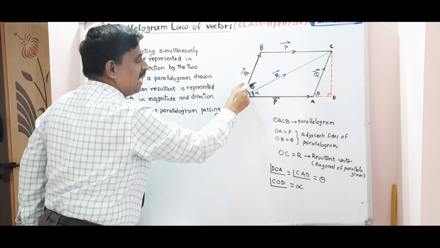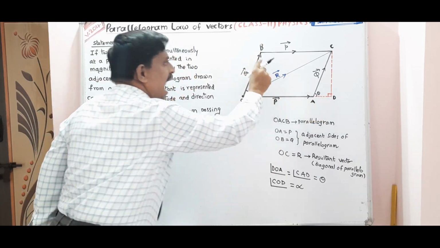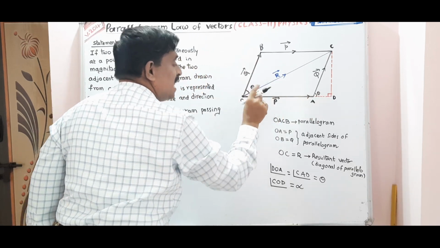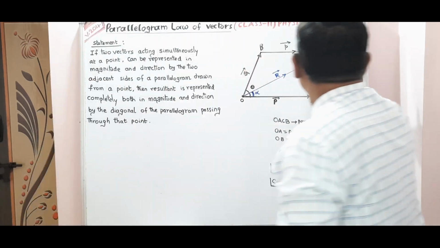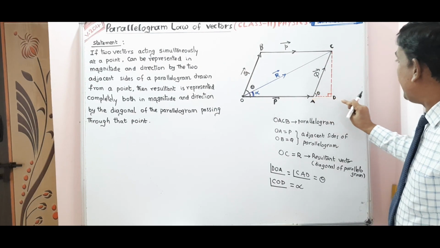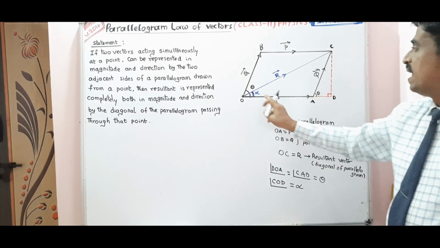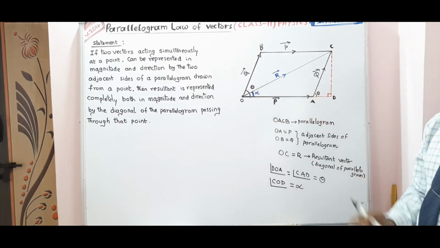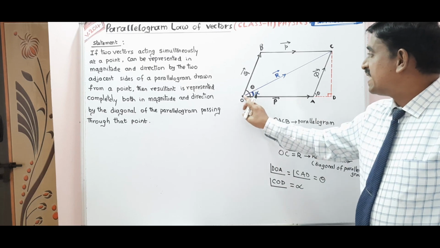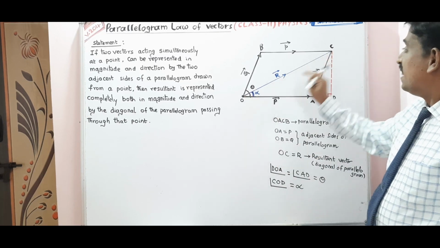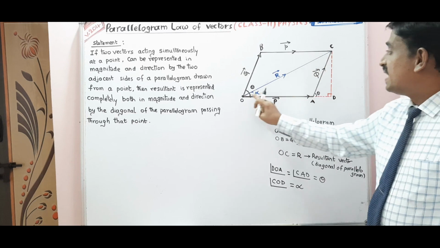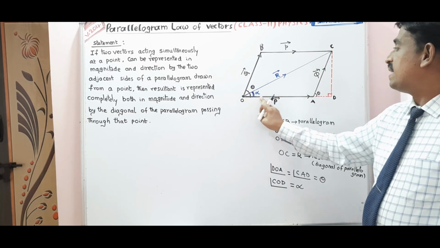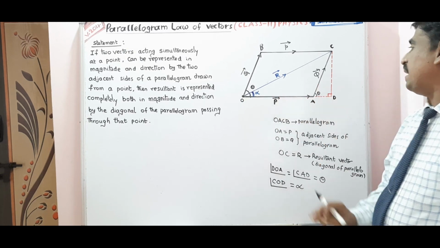Angle BOD is equal to theta. That is equal to angle CAD, also equal to theta. This angle is theta, and this angle is also equal to theta. Now, this is the resultant. This resultant is making an angle alpha with the direction of the vector P.